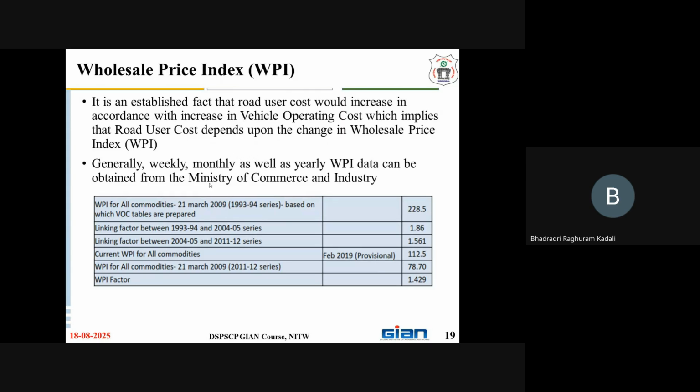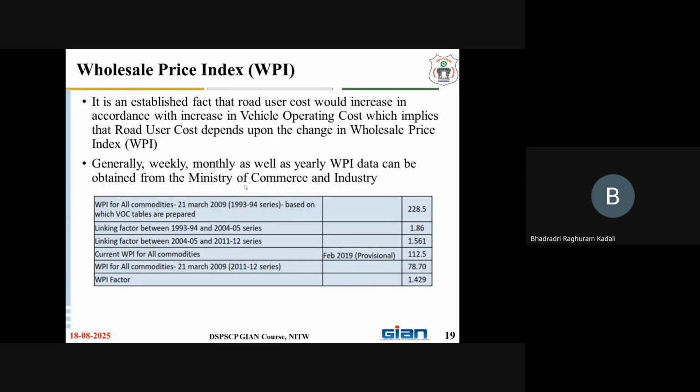So now if you see that, there are different types of components involved in the WPI value. That is the linking factor between the 93-94 series. Then we have the WPI with respect to the other categories, such as agriculture products and manufacturing. But manufacturing contributes the most to your WPI value.